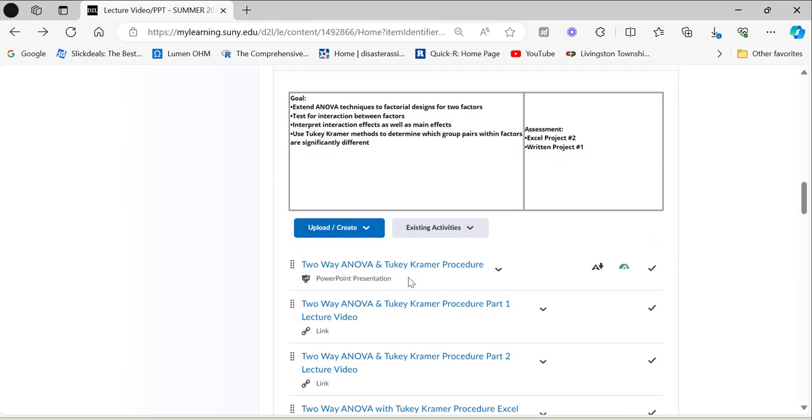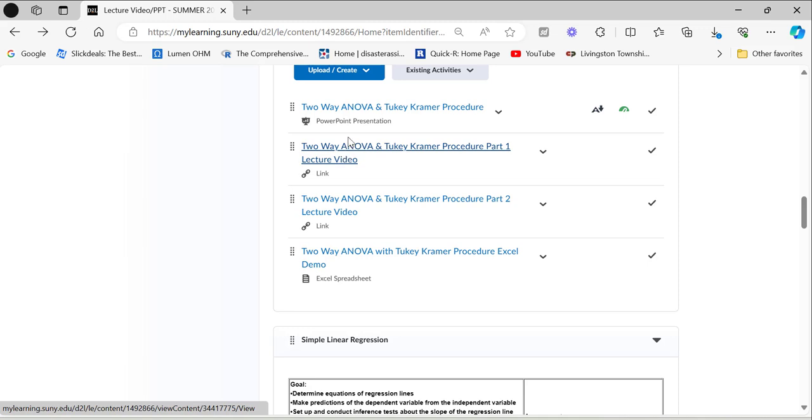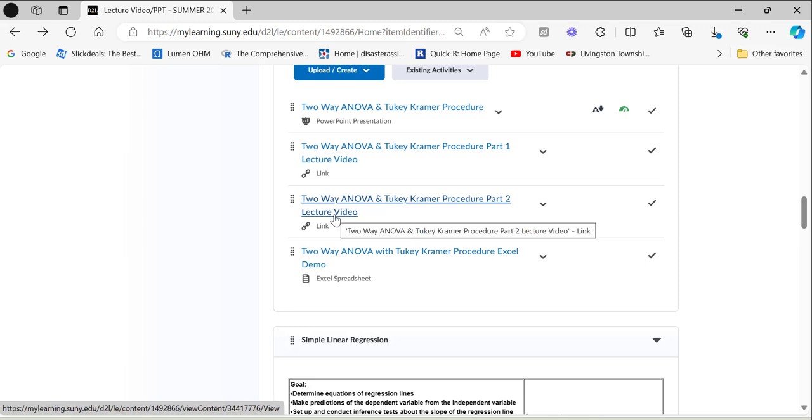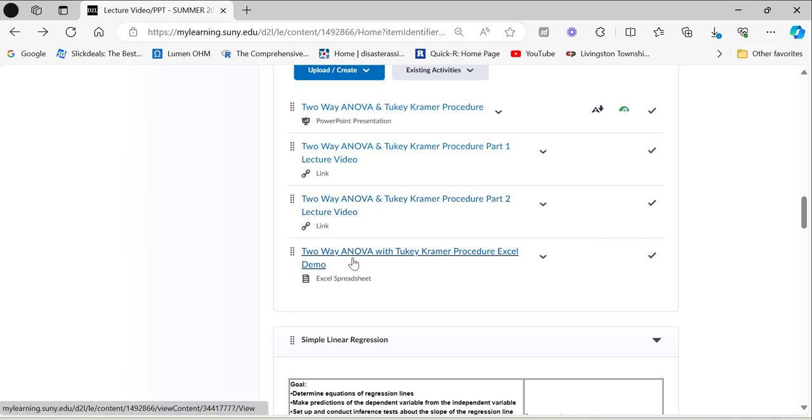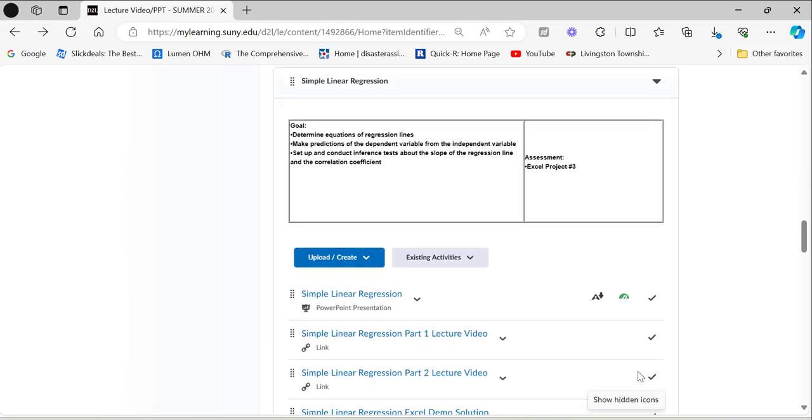Now you're going to get to the two-way ANOVA, very similar, right? PowerPoint, lecture video, the second lecture video. Sometimes, because I don't want to make the video too long, I split it into 2 different videos. And then also the Excel demo, two-way ANOVA with the 2 key parameters. Yeah, you can open that with the Excel spreadsheet.